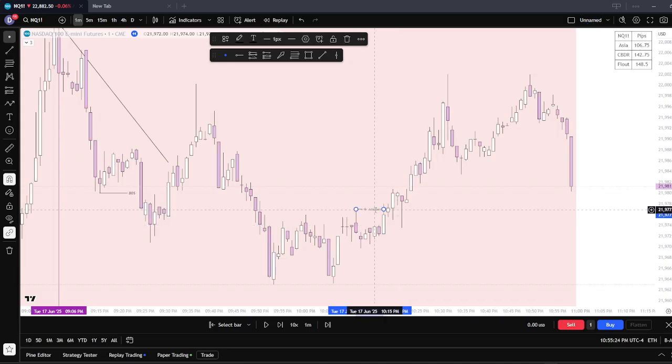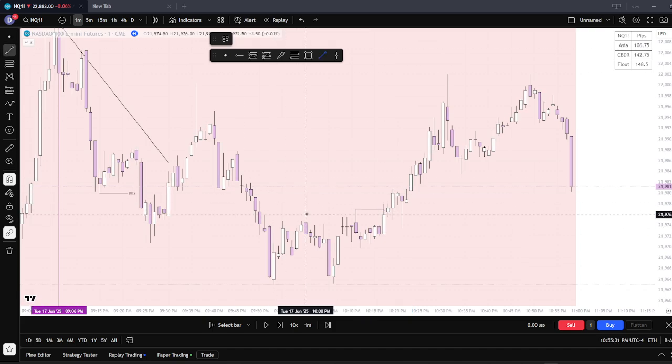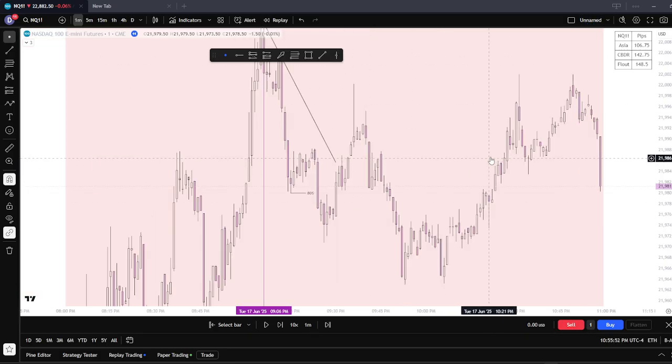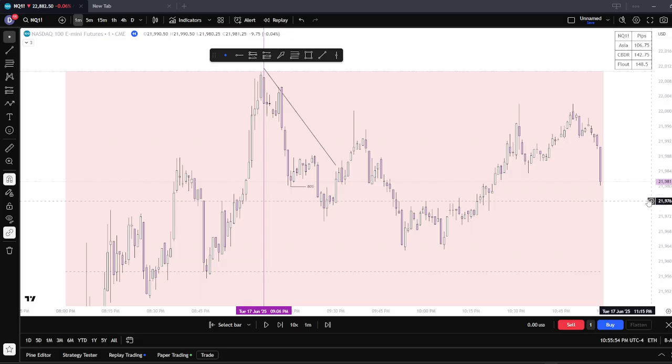So this would be our valid market structure shift, because price wicked into this line. You can see the wick basically took out that swing high and pushed a little bit lower. Then price pushed up, closed over that swing high, and continued higher, like we see. Market structure shift. So that is literally market structure for you.